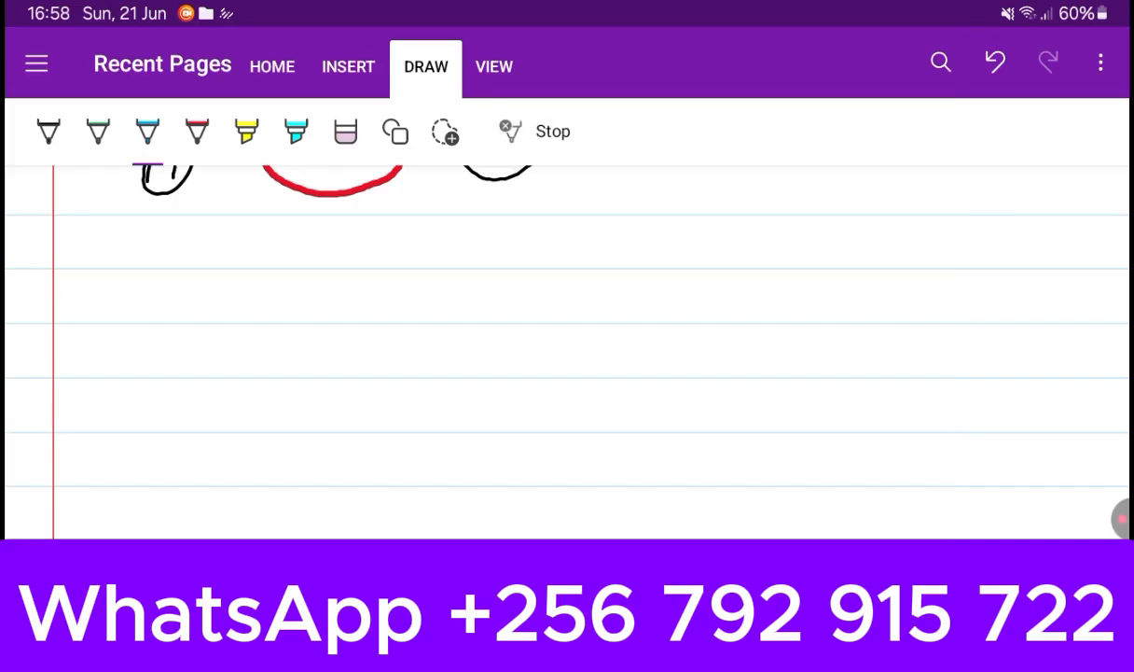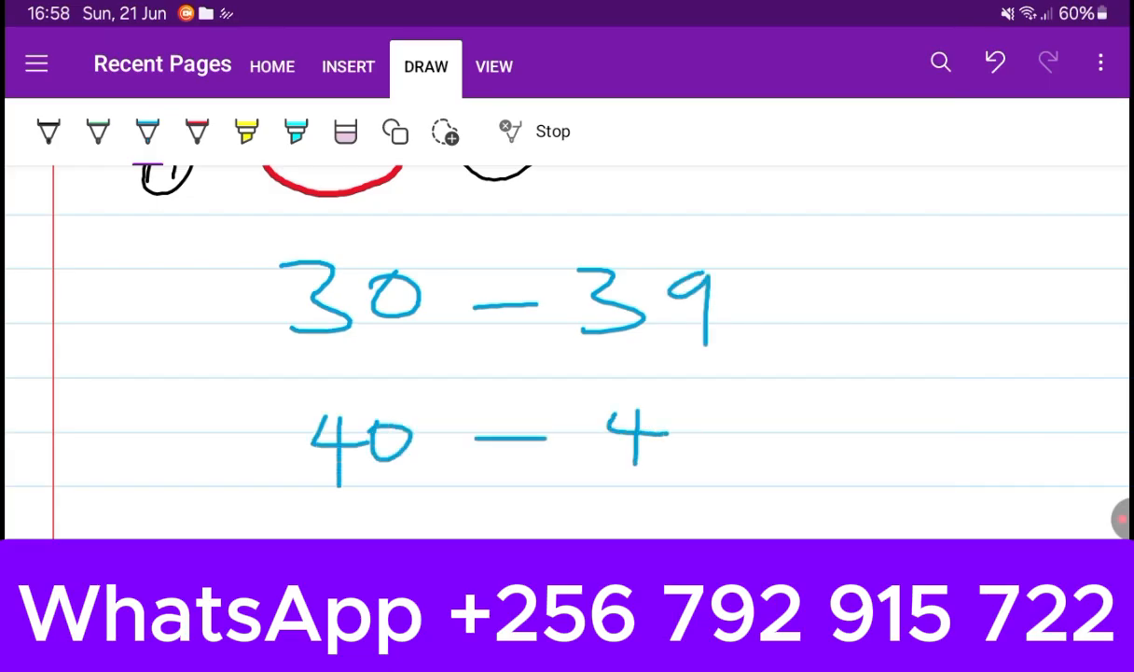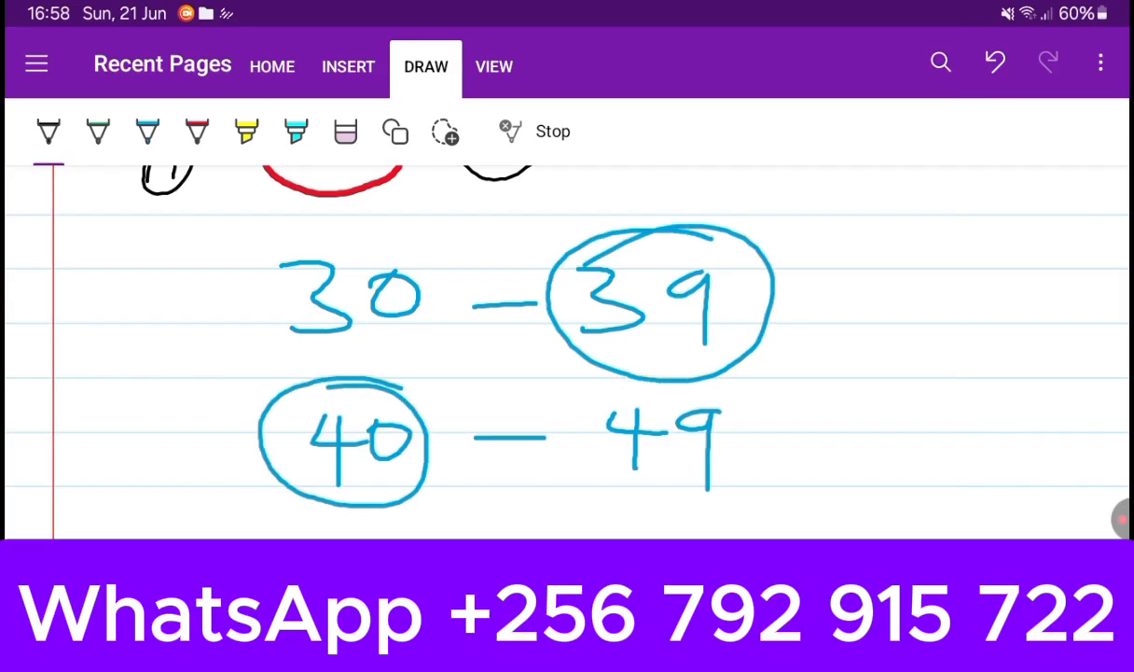Let me repeat these classes. We've said it is 30 to 39 and 40 to 49. We've said that from this one and this one, there is what we call a gap. From 39 to 40, there is a gap because it will be 40 minus 39. That will give you a 1. There is a gap of one value.